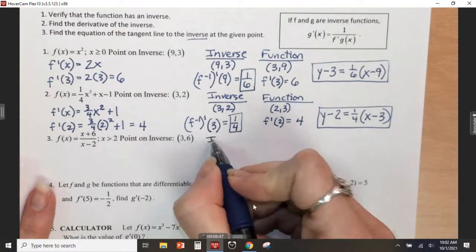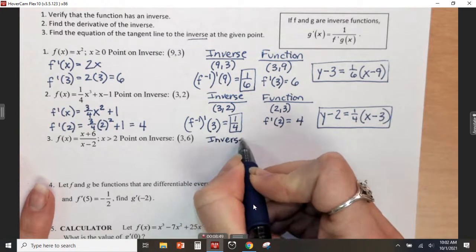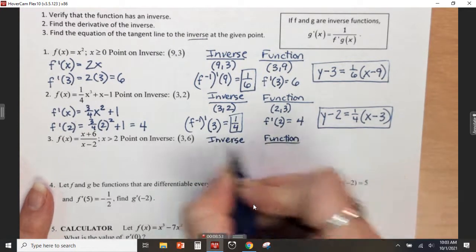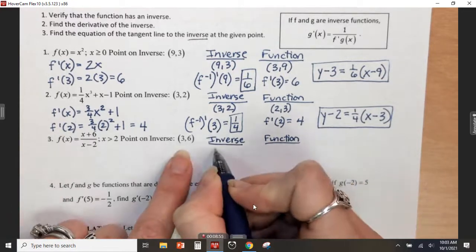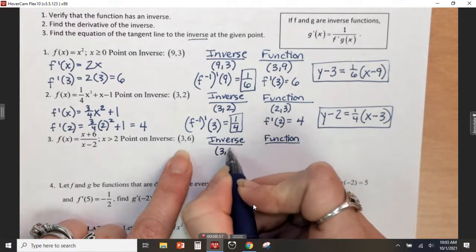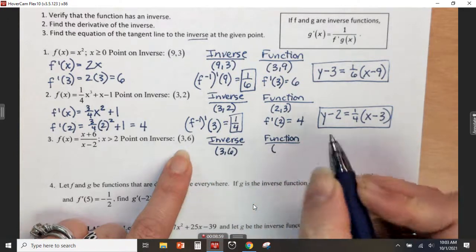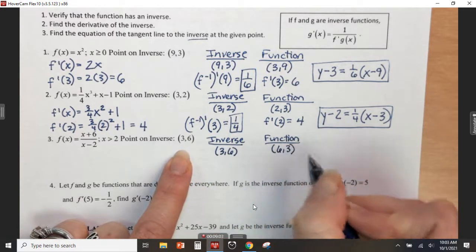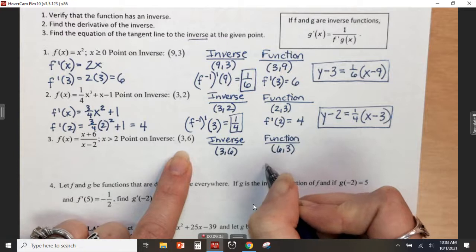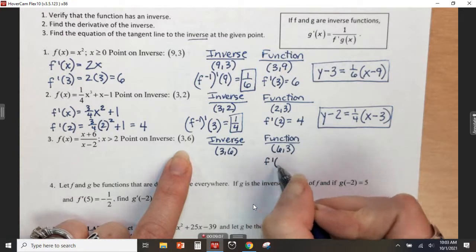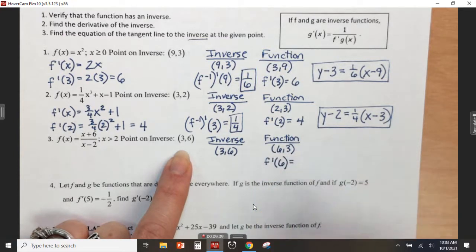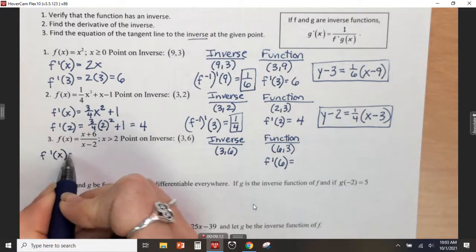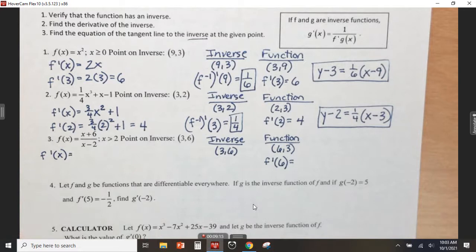Again, we're going to start by setting up what do we know about the inverse and what do we know about the original function. They gave us a point on the inverse. The point is (3, 6). What is the point on the original function? (6, 3). So we're going to calculate f prime of 6. So that means I have to take the derivative of this rational function. How would I take that derivative?